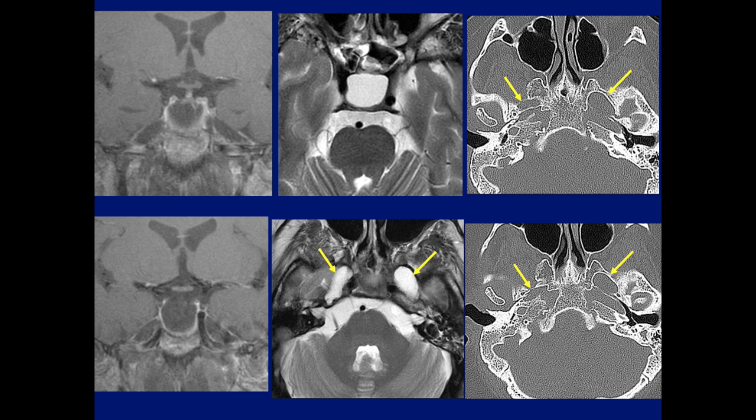Now, here we have an enlarged, expanded foramen ovale. We can see it both on the CT and also on the MR. Both regions of Meckel's cave are expanded. What's the possible diagnosis here?